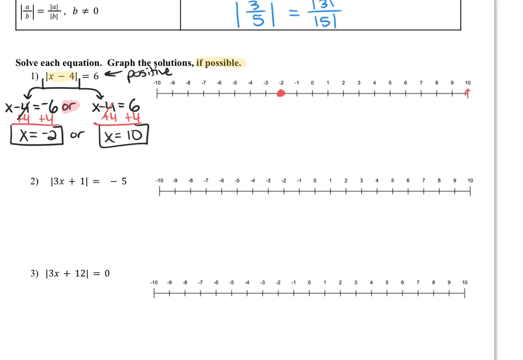Where's my 10? There it is. Feel like, oh, okay, good. I was like, your 10, I don't think got hole punched, but maybe it did. Okay.